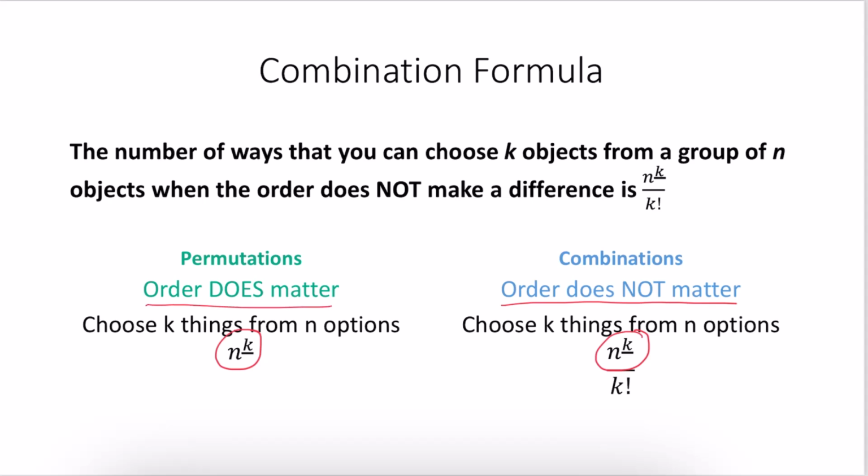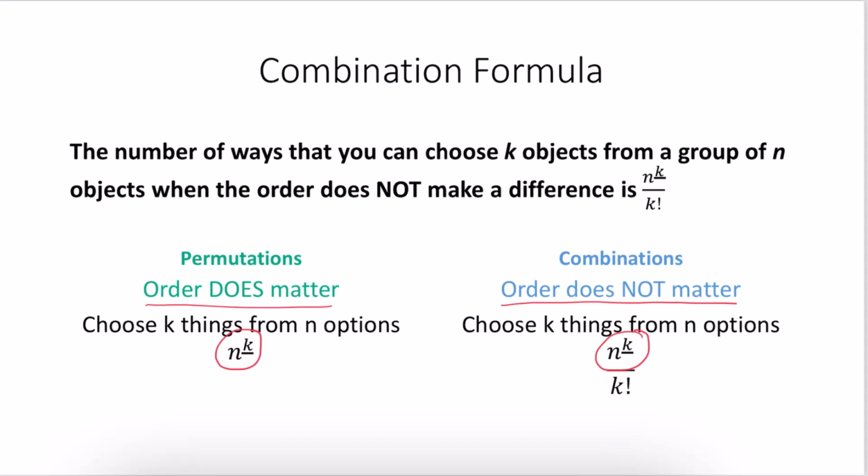So like the example earlier where you had a president, vice president, and secretary, in that case, you would use a permutation because the order that the letters are listed in makes a difference. But if you're just choosing a committee and it doesn't matter if the letters are mixed up or in a different order, it's still the same committee regardless, then you would use a combination.